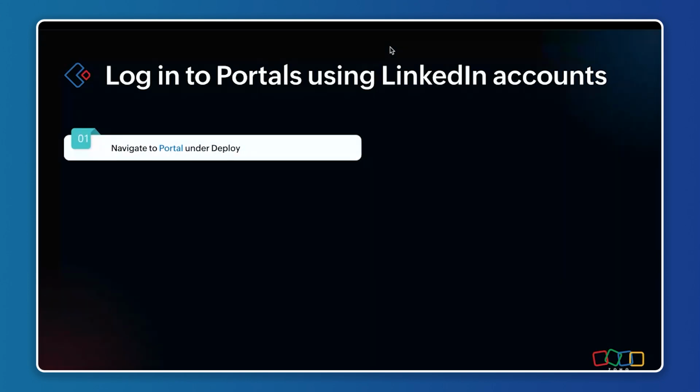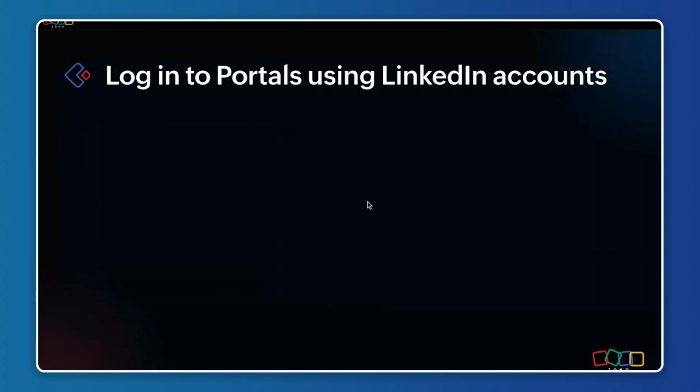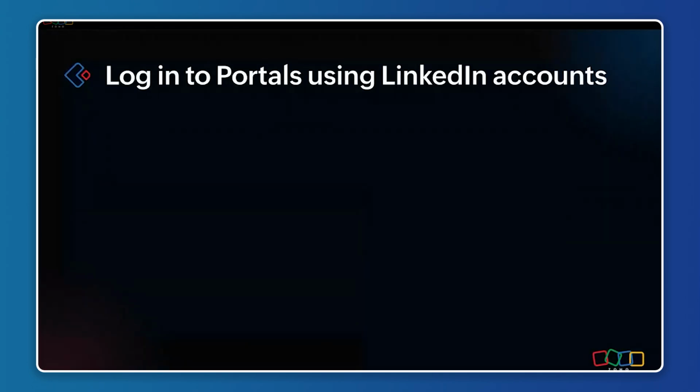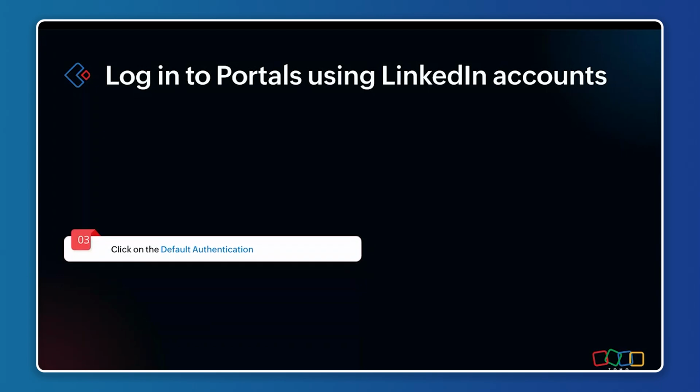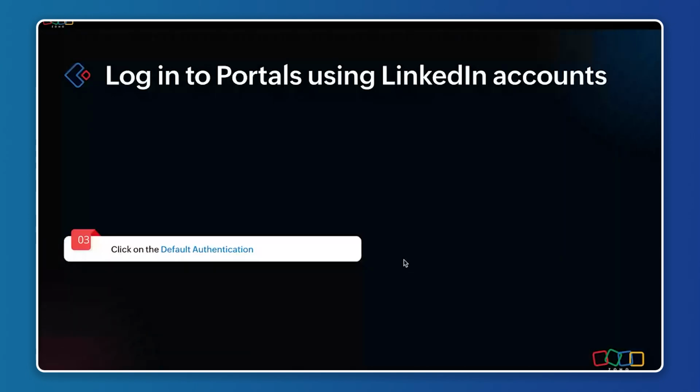Now let's see the steps to configure. First, navigate to the portal under deploy. So we have a portal, and in the portal, choose the portal where you wanted to set the authentication. Under this, select the required portal. I'm choosing Zilker recruitment process, and after that, click on the default authentication. Once you click on the portal, it'll take you to the page where you can see portal user authentication, email notification, and page customization. Click on default authentication, and you have an option called LinkedIn, correct?